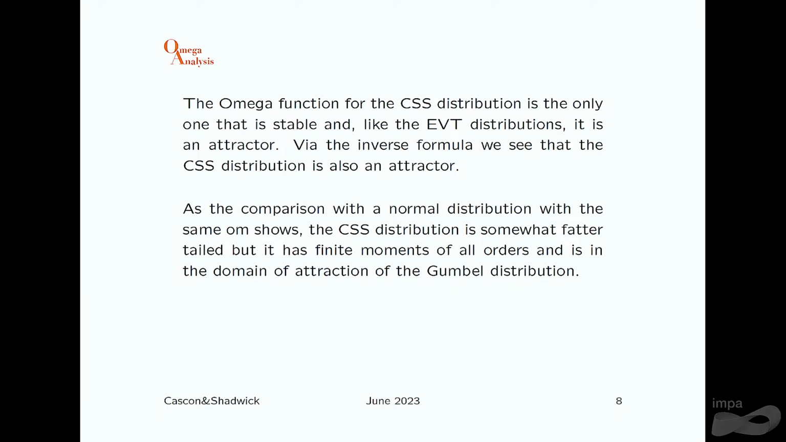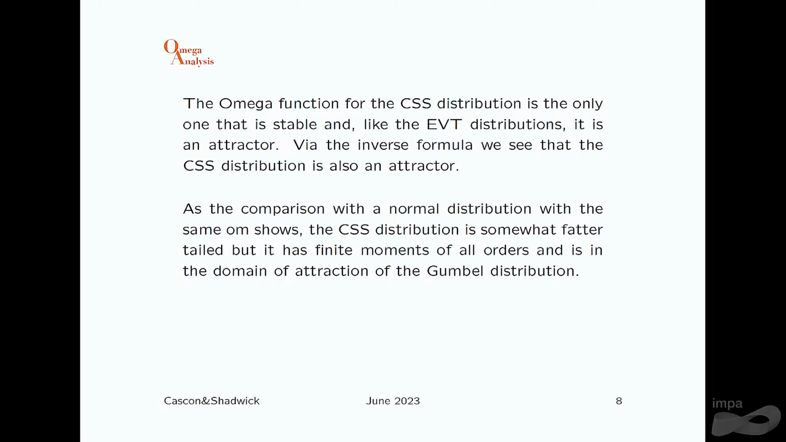So this is a very powerful attractor. Through the inverse function, you get a distribution corresponding to the lambda-th power of the CSS, or the lambda-th power of any omega function. That converges, not always, but when it does, it converges very quickly to the CSS distribution.